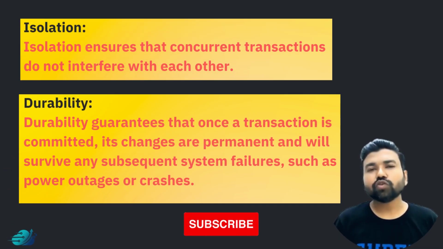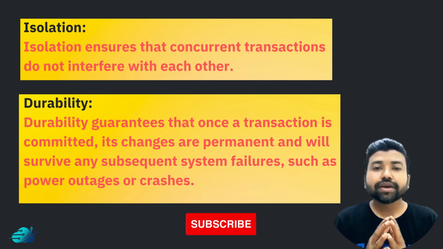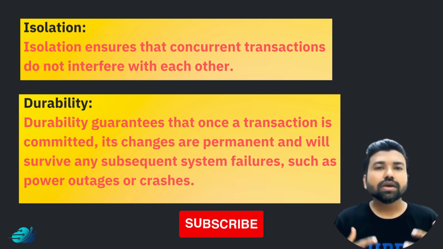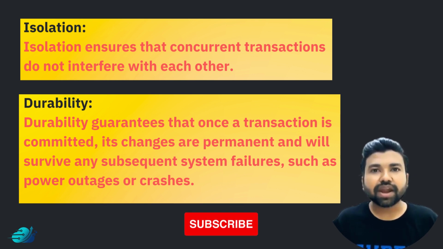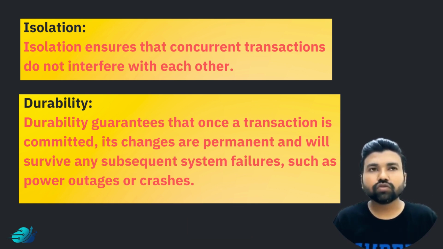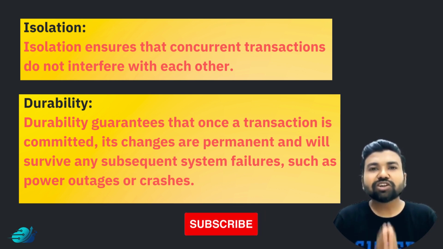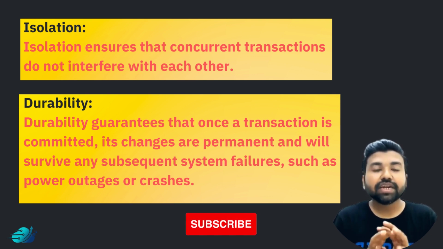In isolation, you can put it into one line, saying that isolation ensures that concurrent transactions do not interfere with each other. What does it mean? If there are multiple transactions running in parallel, how do they impact each other if they delete, truncate, or do some update or anything? Isolation takes care of that part, so that every part of the execution is isolated.